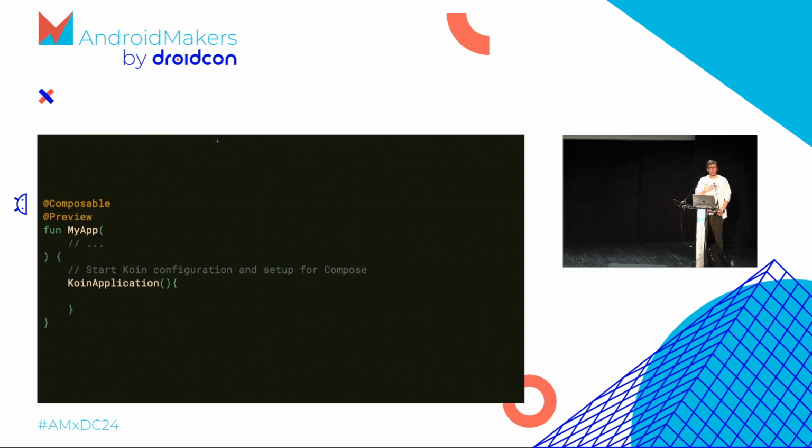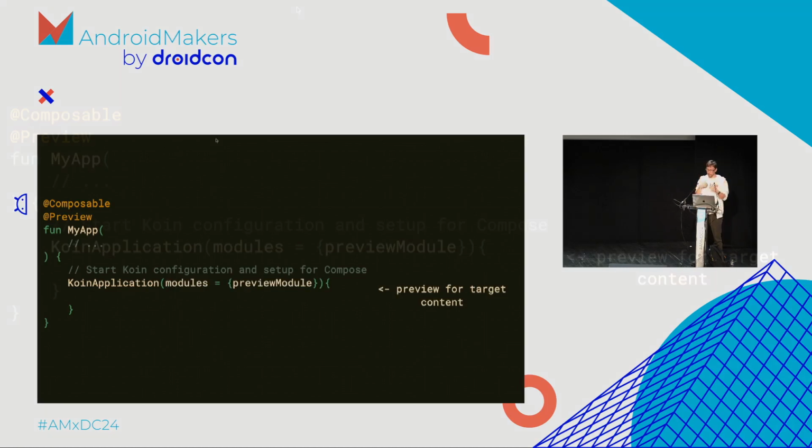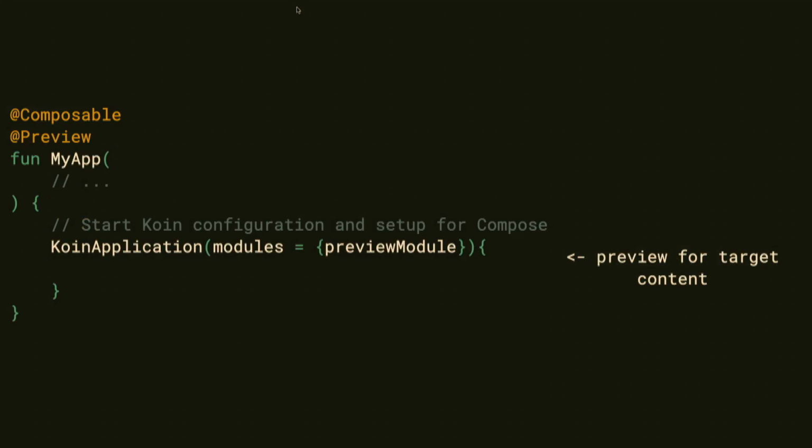What is interesting with Koin application is that you can use it for preview. When you want to preview a widget and you have a configuration of composables that are using, for example, a view model or an injection, you can use Koin application inside a preview composable and then use some preview model and content to inject the content you want to preview. That's a convenient way to use composables and add preview with this kind of stuff.